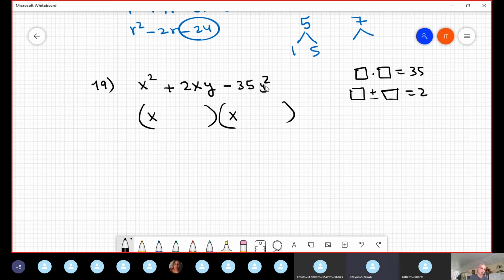Help me. 5 and 7. Very, very well. 5 times 7 is 35, and 7 minus, in this case using the sign, minus 5 is 2. Super. Now, the new thing is that you copy 5 and 7, but using the name of the second variable. It's 7y and 5y. Okay?